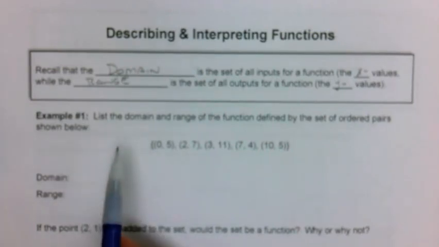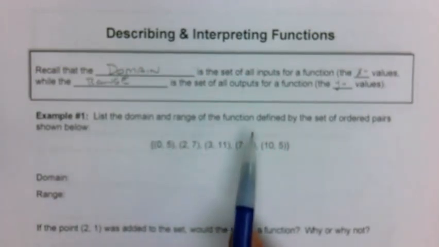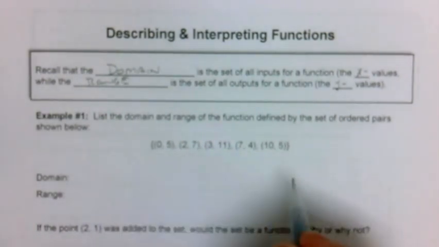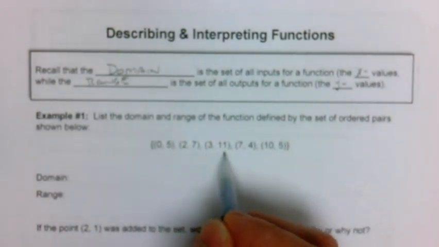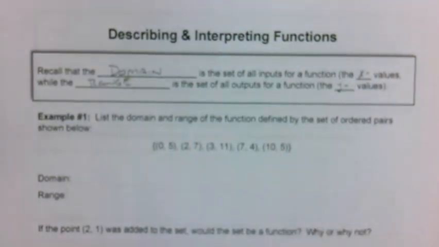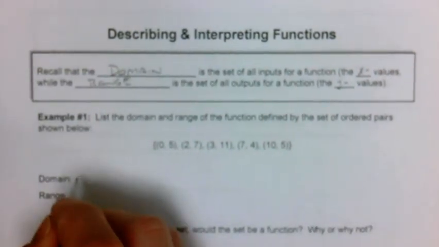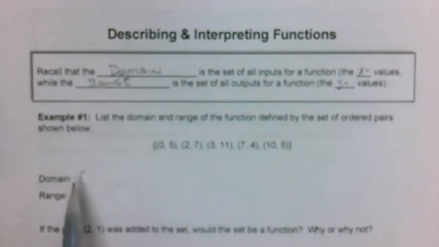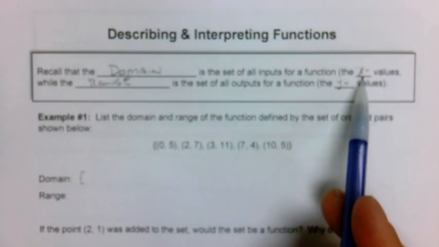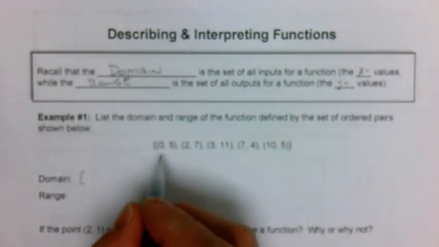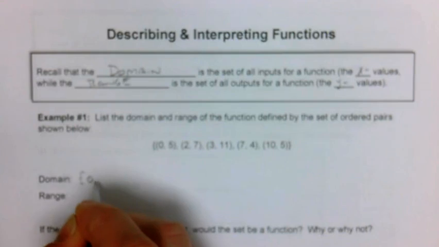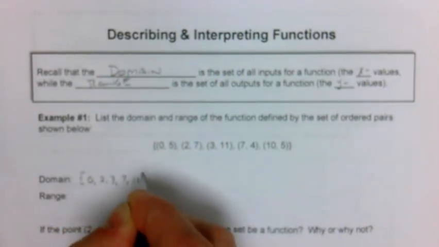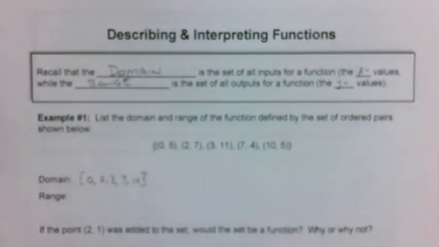In our first example, it says to list the domain and the range of the function defined by the set of ordered pairs shown below. We have this collection of points: (0, 5), (2, 7), (3, 11), (7, 4), and (10, 5). To list the domain and the range, we're going to open up a set of braces. Your domain is the inputs, which is all of the x values, so we're going to list them in numerical order: 0, 2, 3, 7, and 10, and then we close it with a brace.